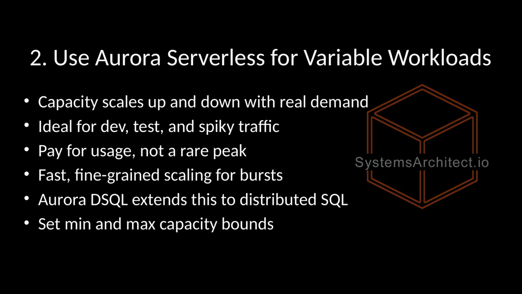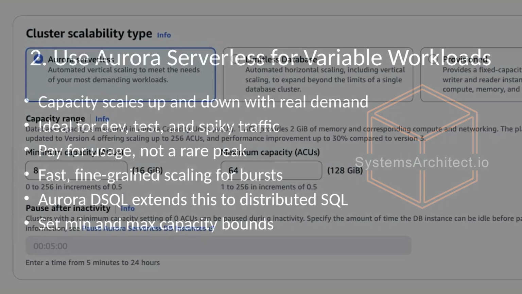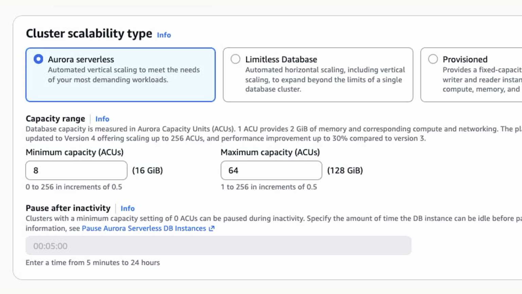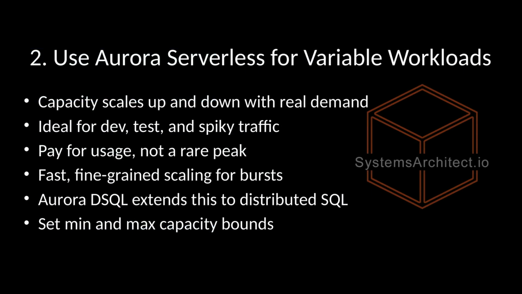2. Use Aurora Serverless for variable workloads. Aurora Serverless automatically adjusts capacity up and down with real demand, ideal for development, testing, and unpredictable spikes. Why does that matter for your bill? Because you pay for what you actually use instead of provisioning for a rare peak. And Aurora DSQL extends the same idea into a fully serverless, distributed SQL engine with very high availability. Set sensible minimum and maximum capacity bounds so cost stays capped while avoiding cold start latency.